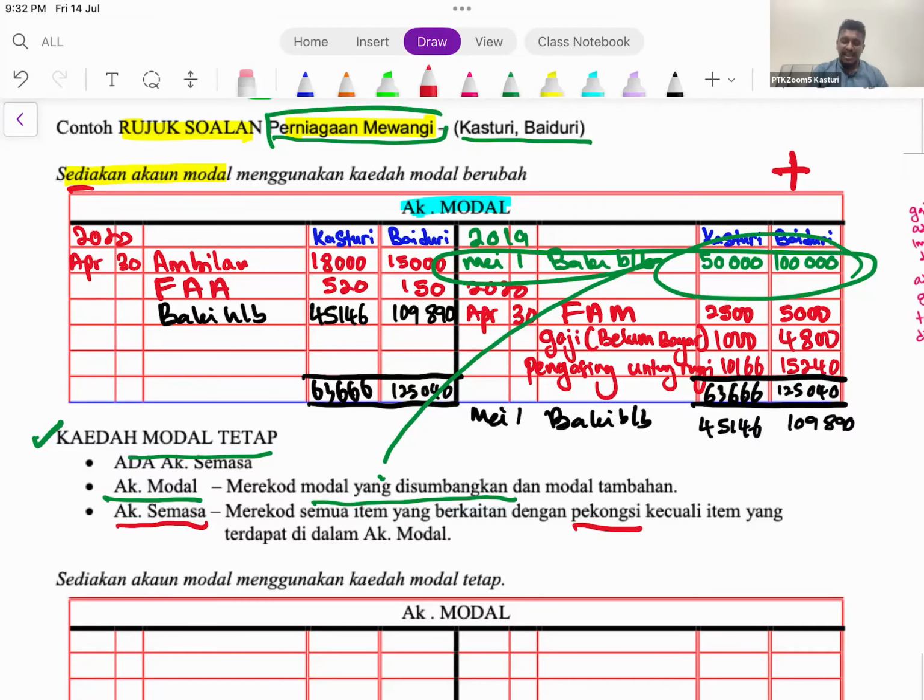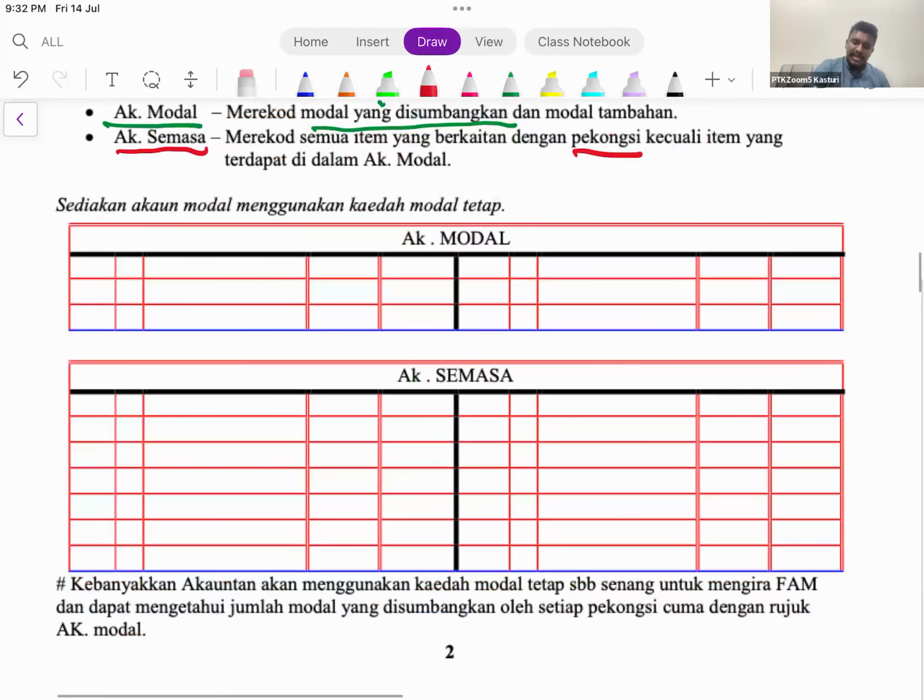So now we have two account modal. One is the account modal tetap. Another one is account modal semasa. You understand or not? So by doing this, what is the advantage? The baki modal dia tetap. The modal disumbangkan will be baki BB, baki BB, baki BB with the same amount. So it is easy for us to calculate the faedah atas modal. You understand or not? Okay.